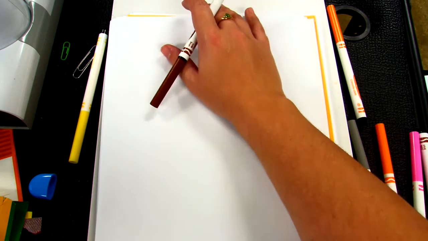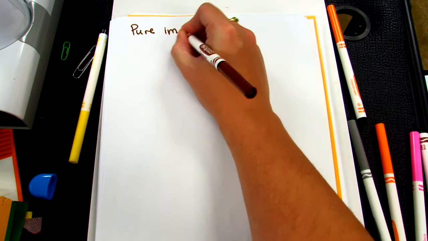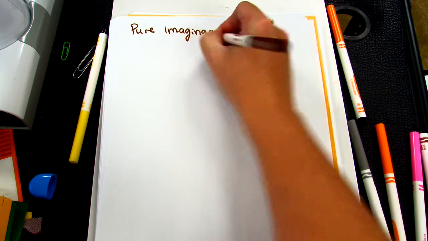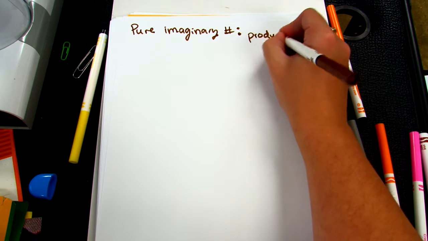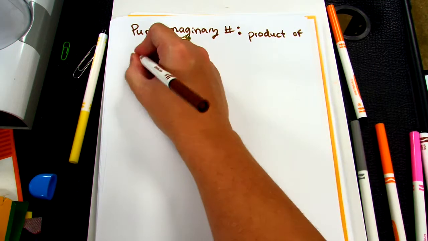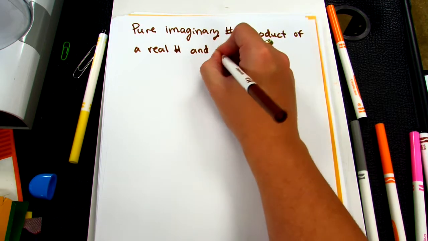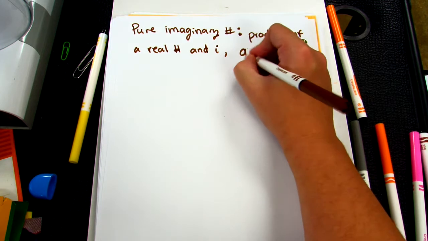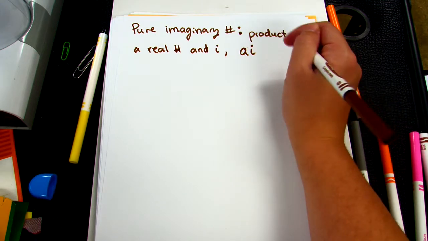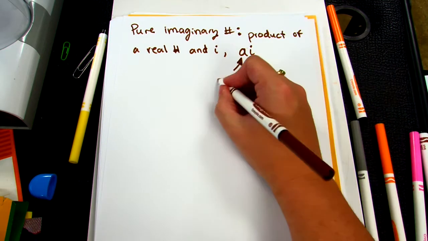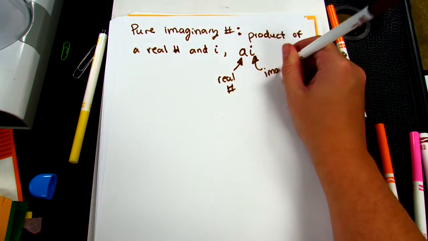All right, let's look at another definition. We're going to look at the definition of a pure imaginary number, which is just the product, which means multiply, right? Product of a real number and i. Okay, so it's written in the form ai, where a is a real number and i is the imaginary unit. So a is a real number and i is the imaginary unit.